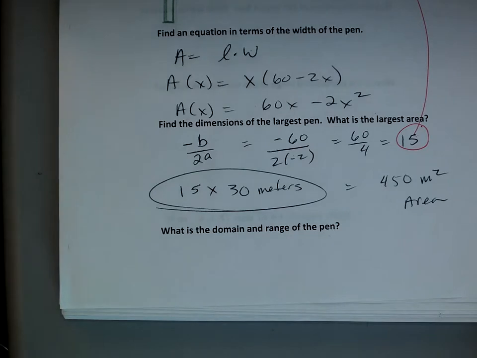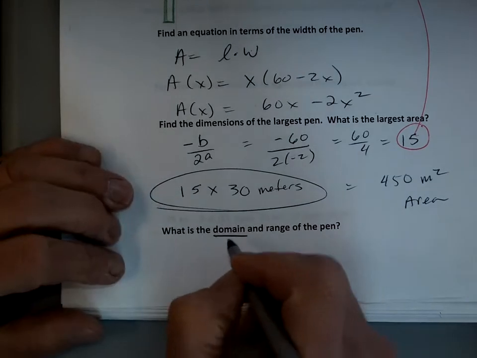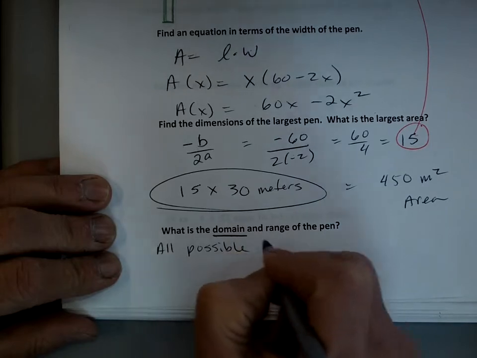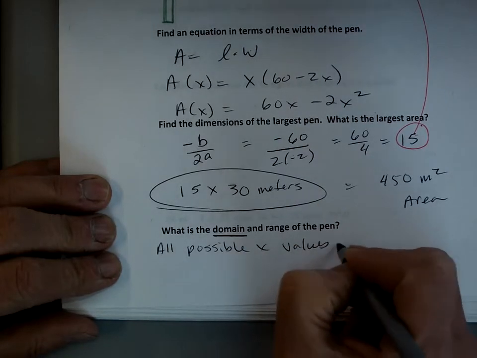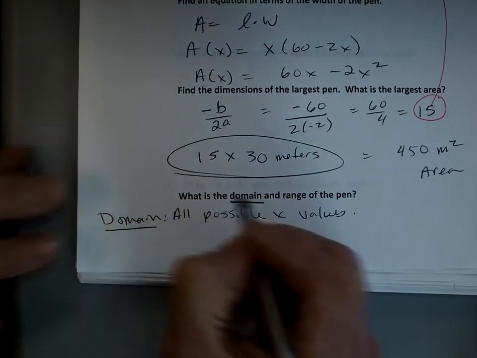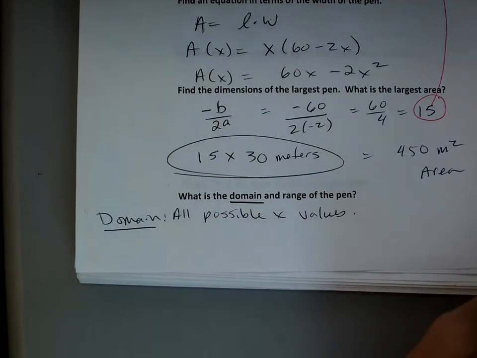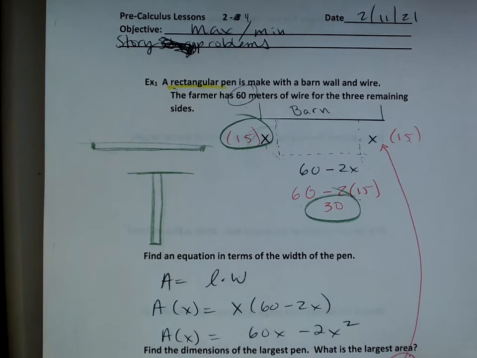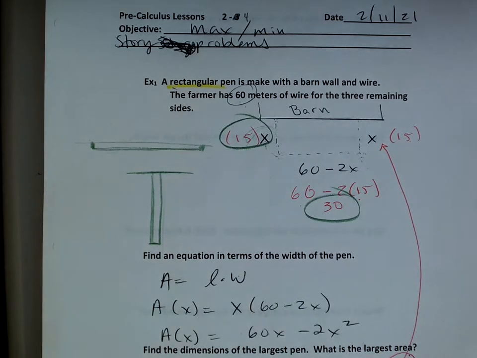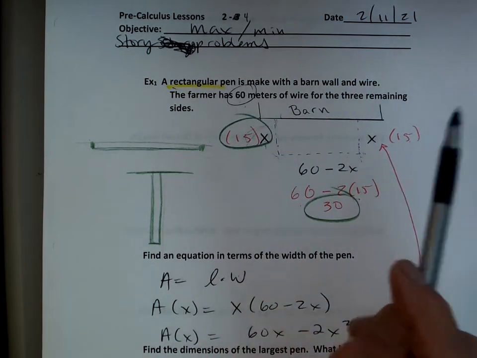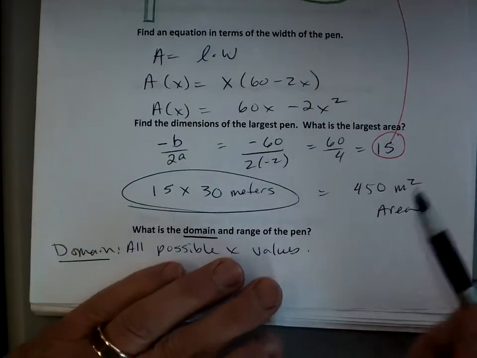So let's go to the domain and range. Domain and range is not super hard if we figure out what the problem's talking about. Domain is always all possible x values. That's my domain, right? In this problem, what does the domain represent? What does x represent in this problem? It represents the width. So in this problem, the domain represents the width.